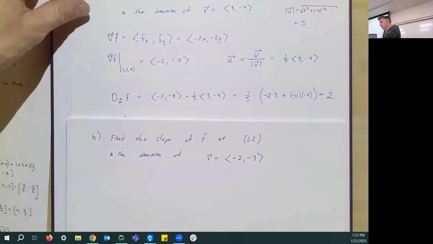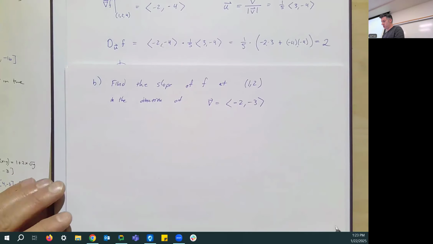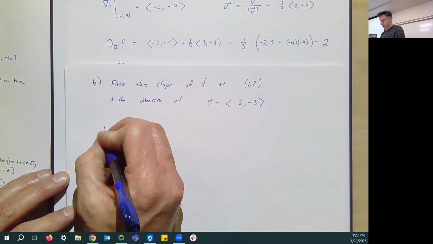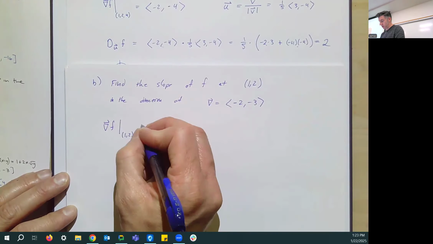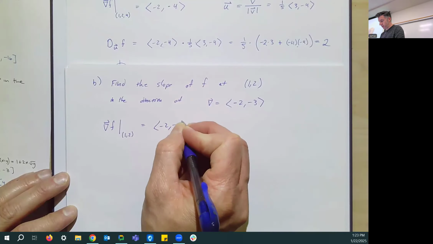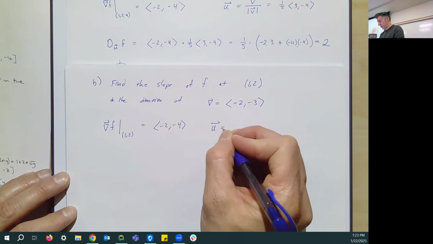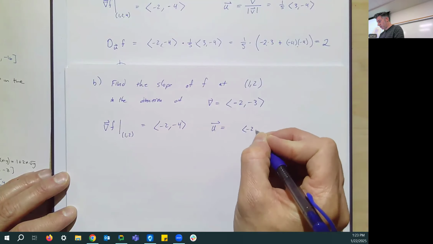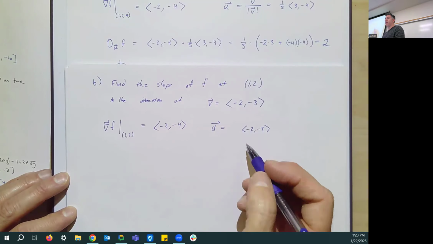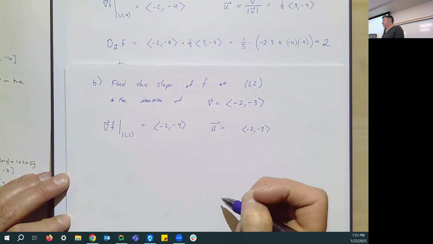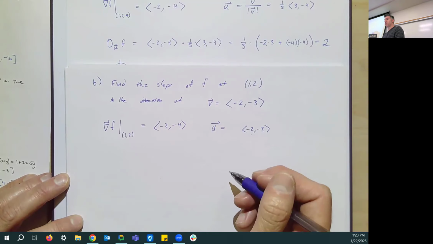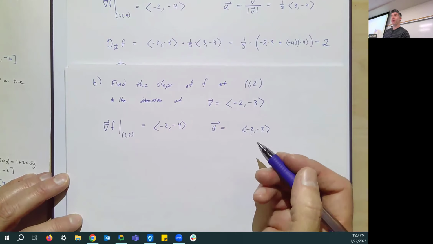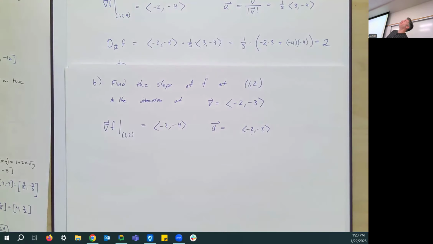So pretty much the same type of calculation here. Our gradient of f evaluated at the point 1 comma 2 is the same as it was before. It's still negative 2, negative 4. And our unit vector u is going to be the vector negative 2, negative 3 divided by the magnitude of that vector. What's the magnitude of the vector? Square root of what? Everyone's favorite lucky number, I think. Square root of what? I know at least one of you found the magnitude of this vector.